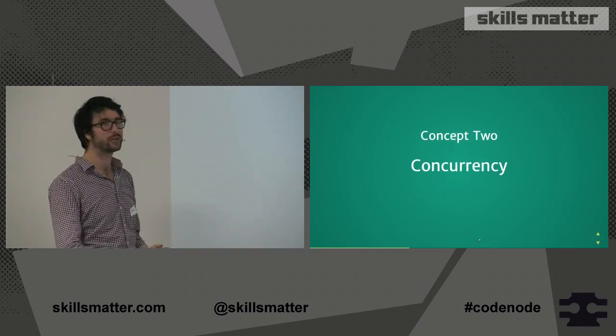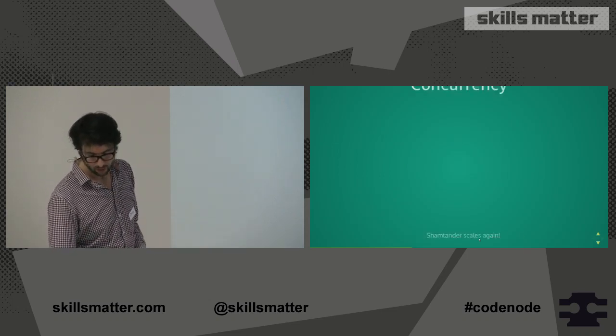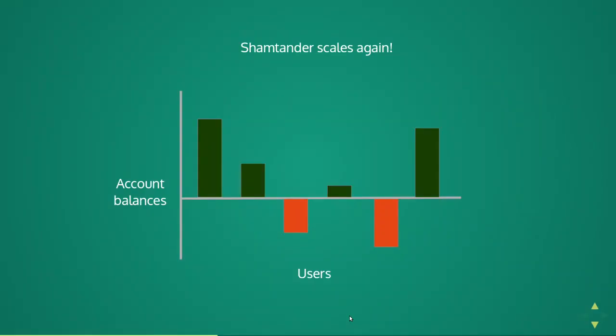So concept number 2 is concurrency. This is a little bit more complicated. Santander scales again. We've got loads of users, and they're all making requests at once. But the problem is we've suddenly got some users with negative account balances, and that seems impossible. If you look at the code, we check to see if there's enough money before making the transfer. So why is it a problem?